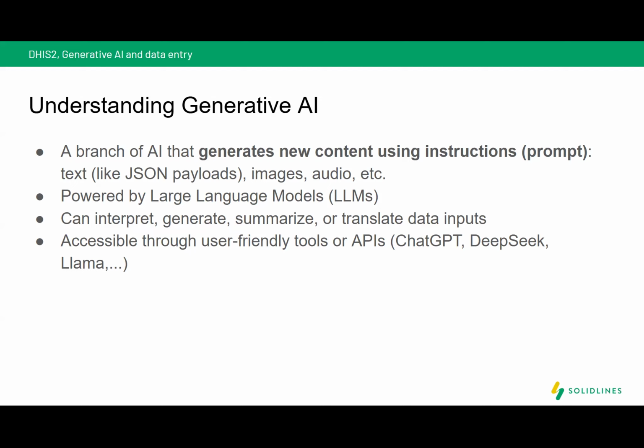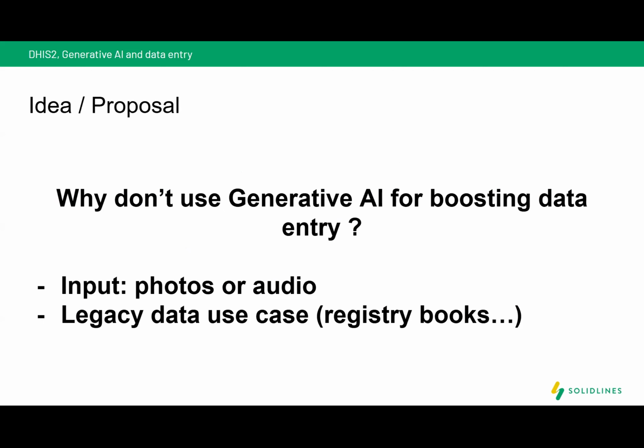So our idea and our proposal is, why not try to combine them? Why not try to use generative AI in order to boost the data entry? What happens if we use a photo of a form and it generates, at the end, the event in DHIS2? There are some steps that I'm going to present now in the demo.